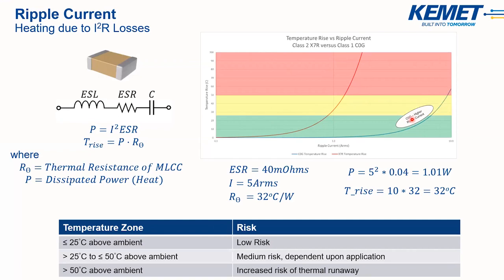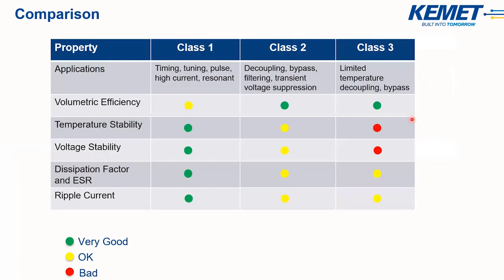So to summarize the differences between these dielectrics, class 1 versus 2 and 3: class 1 is for timing, tuning, pulse applications, applications with high current, resonant. Class 2, or 2 and 3, is really for decoupling, bypass, filtering. You'll see transient voltage suppression also for those dielectrics. So depending on your application and your needs, it's really going to choose which class you're going to go after.